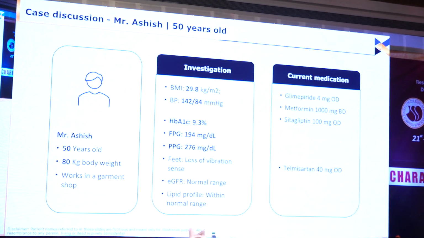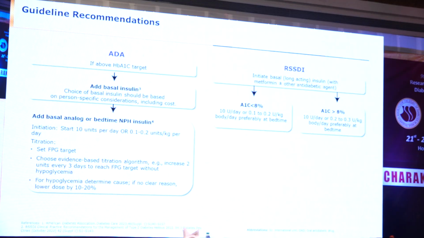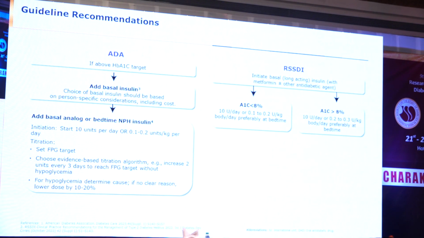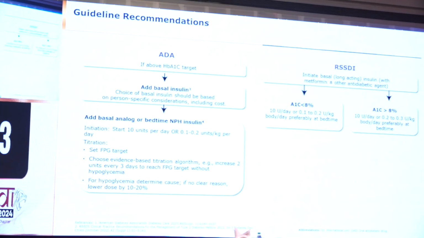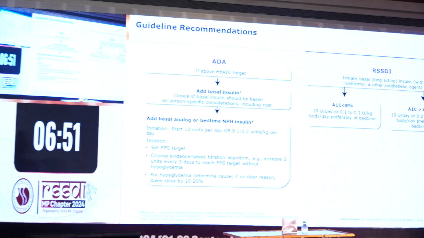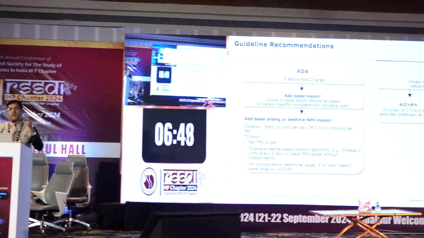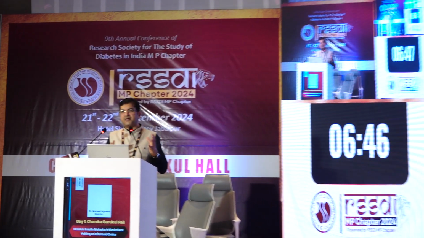And just for the postgraduate students, what are the different recommendations, be it ADA, be it our own RSDA recommendation: if the A1C is less than 8, we can choose a dose of 0.1 to 0.2 units per kg to begin with, and if A1C is more than 8, we can choose 0.2 to 0.3, depending on the patient's profile, glycemic status, weight and A1C. And definitely the patient's education level and understanding of the insulin therapy to up-titrate and down-titrate the dose, because that is more important when we are initiating a patient on insulin therapy.